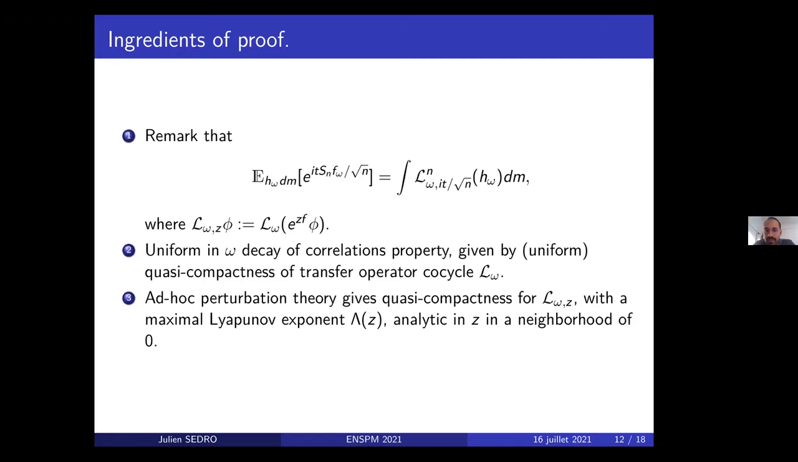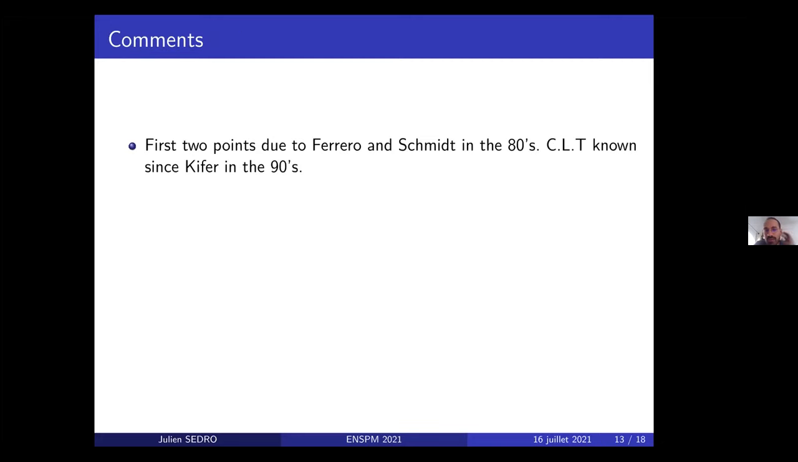You cannot use now the classical Kato type perturbation theory, but you can build, using some clever formulation of the implicit function theorem, some form of perturbation theory to conclude that this quasi-compactness transfers to the twisted transfer operator and build a maximal Lyapunov exponent that is analytic in z in a neighborhood of zero. Exploiting these three ingredients, which are very similar to the ingredients for the deterministic dynamics and to the three-step computation that I showed you first, you can show the quenched limit theorem.